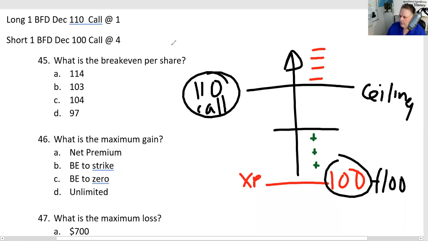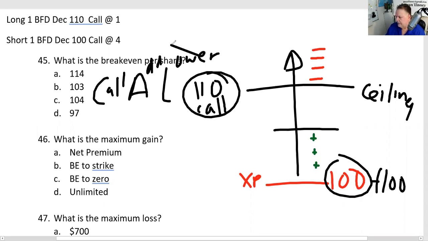Now, a good way to remember how to get break evens on spreads is CAL. That stands for call, add to the lower. So to get the break even here, I'm going to take my lower strike and add my net premium, and I get my break even of 103.